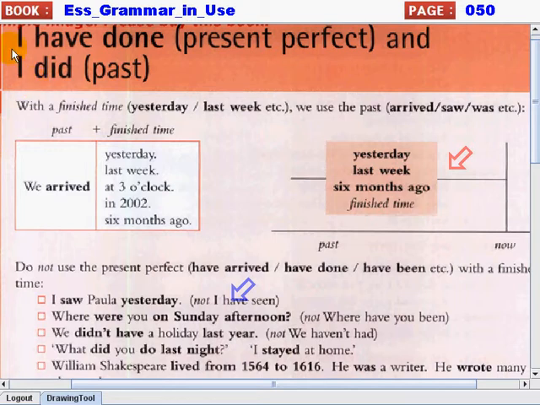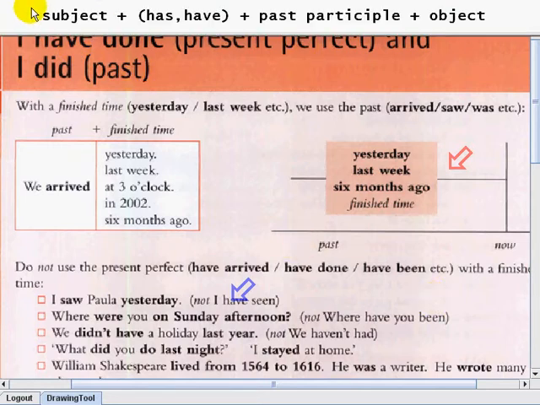Let's focus here. If we remember, the formula in forming a present perfect sentence is this. We have to see the subject, auxiliary verbs has or have depending on the number of your subject, plus past participle of your main verb, plus the object of your sentence. Okay? We have to put the past participle of our main verb to indicate that our sentence is in present perfect form. Alright?